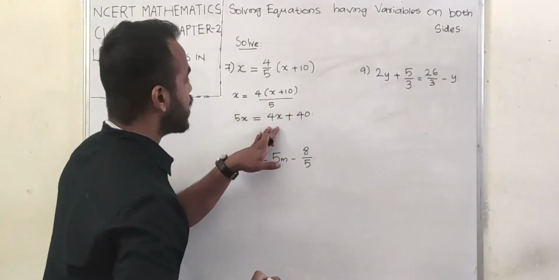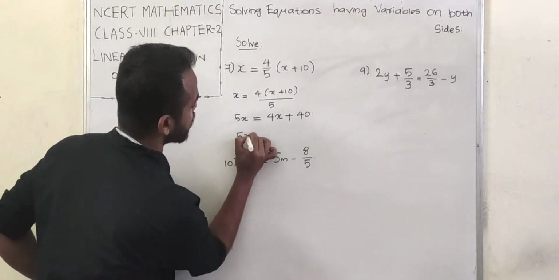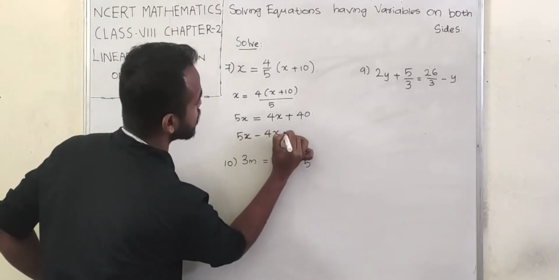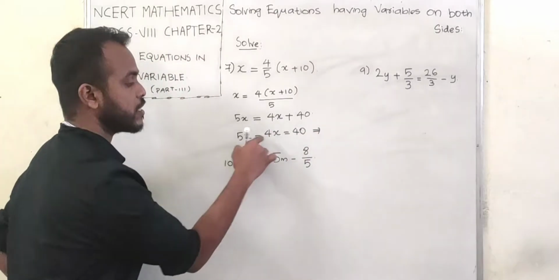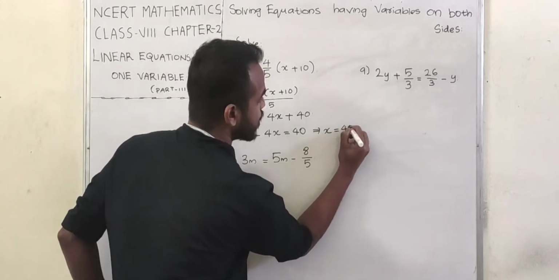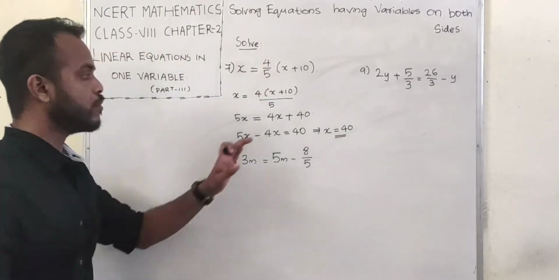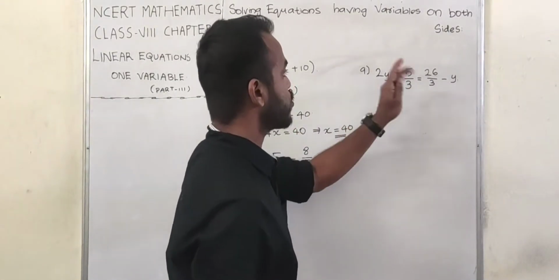Now you can take this 4x to the LHS. So what happens? 5x minus 4x is equal to 40. What does that imply? 5x minus 4x is 1x, or simply x. Then you will get the value x is equal to 40. That is our answer.